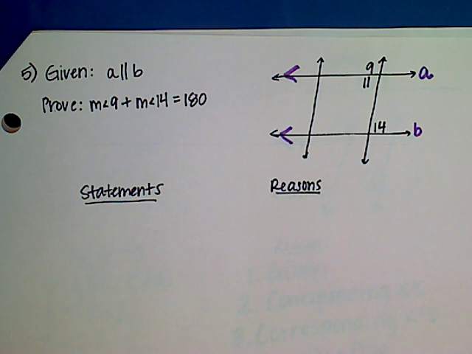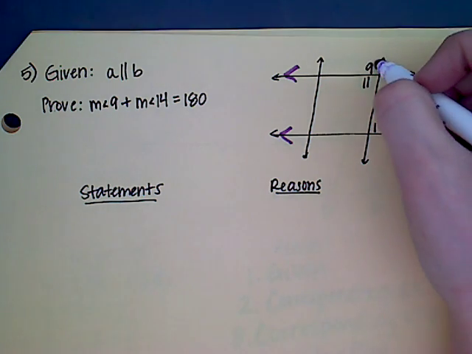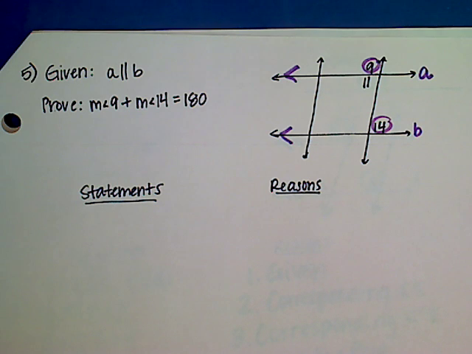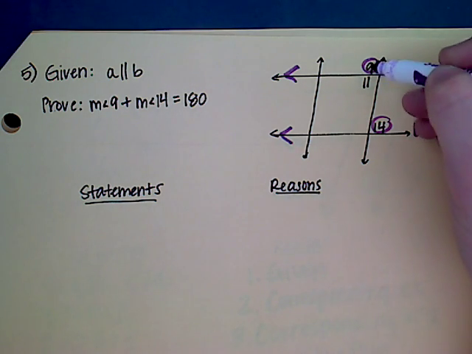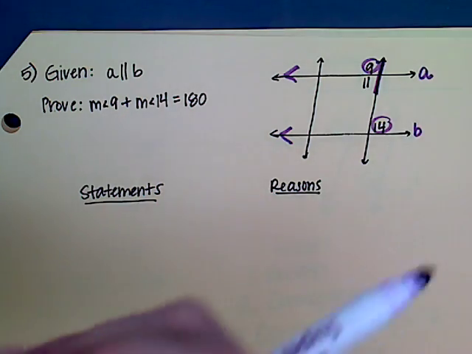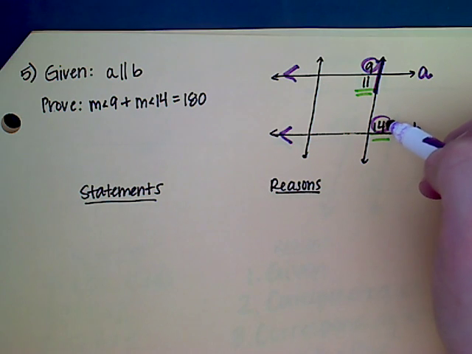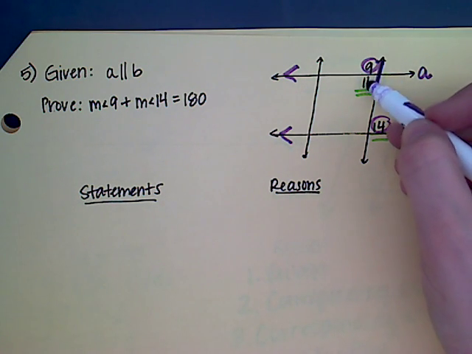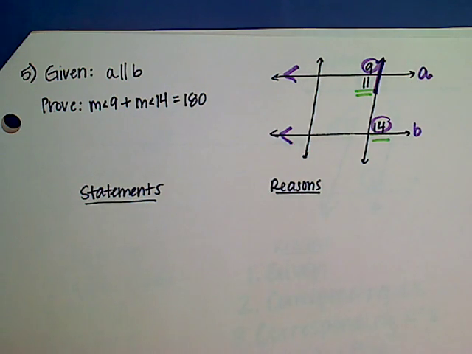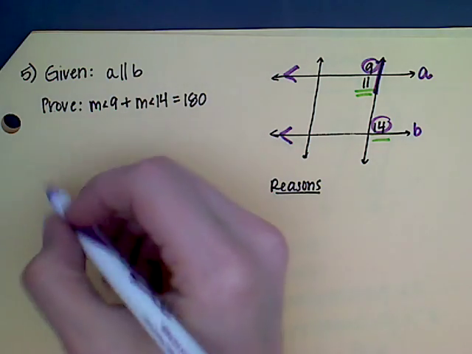And what I need to show is that the measure of angle 9 plus the measure of angle 14 equals 180. The way you know this is true is that if 9 and 11 add to 180, because they form a straight line together, then 9 and 14 must also, because 11 and 14 have the same measure. So if 11 and 14 are the same, and 9 and 11 add to 180, 9 and 14 must also add to 180. Again, thinking it through before you start might help you understand what your plan should be for your proof. So I'm going to start out with my givens.